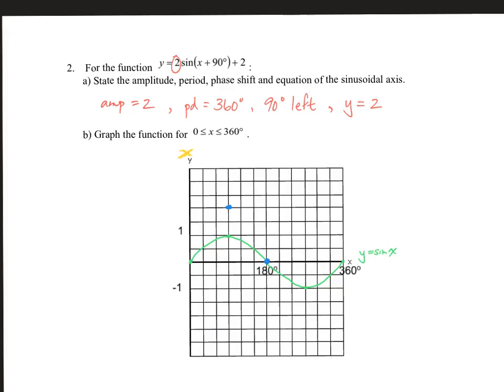Now I'm going to take my 360, do the same. Vertically stretch it by a factor of 2, no change. Shift it to the left 90. Shift it up 2 units. I now see my finishing position.